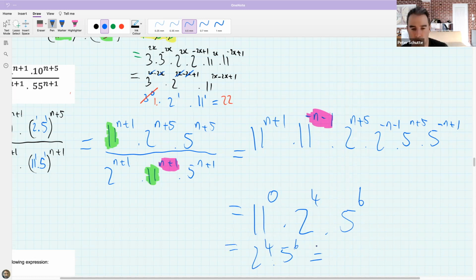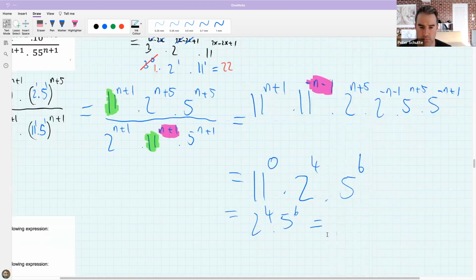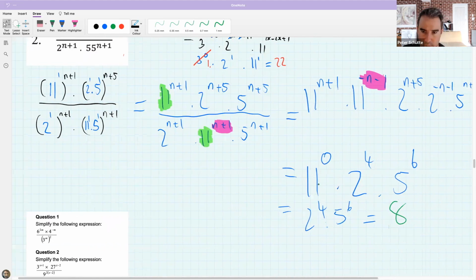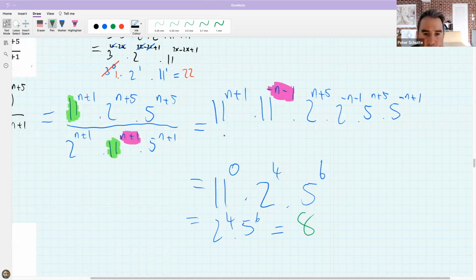And that would be fine. If it says without a calculator, that's your final step. However, let's have a look. 2 to the power of 4 will be 8. 5 to the power of 6. Did I do it wrong? Let's have a look, where would I have made a mistake? It would be 16, Mr. S. Aha, did I make a, let's have a look.